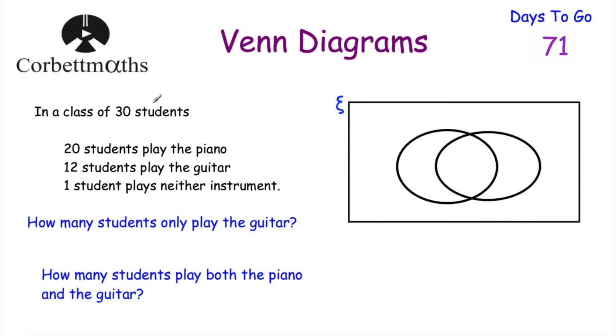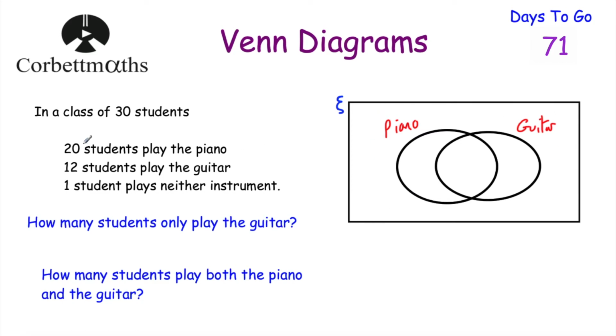Okay, so we're told in a class of 30 students, so we've got a Venn diagram, and we know all together in our Venn diagram there's going to be 30 students. 20 play the piano, so let's label our region as piano and our other region as guitar, and where they overlap will be both the piano and the guitar, and outside will be the students who don't play either of those instruments.